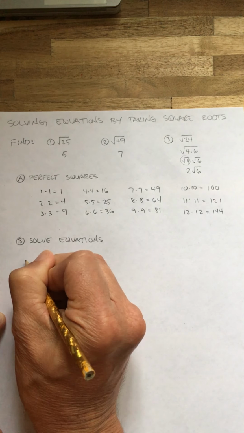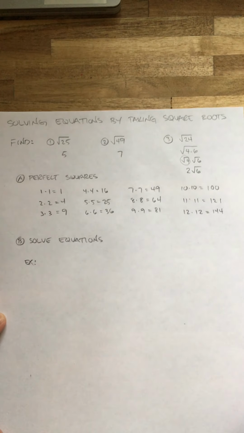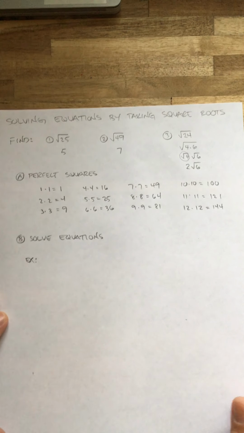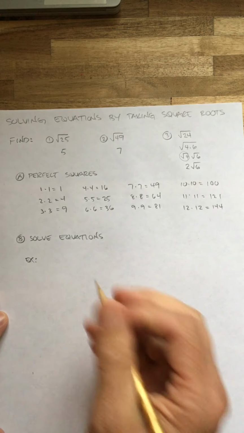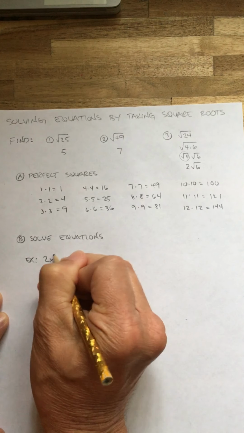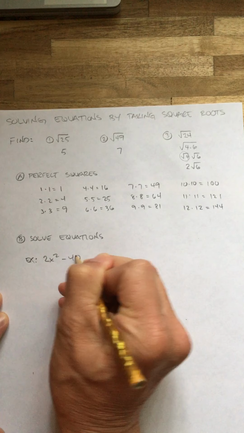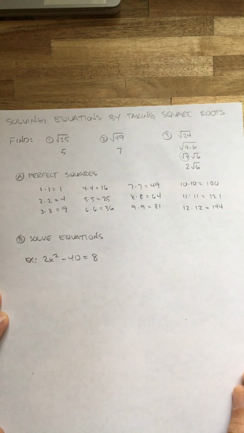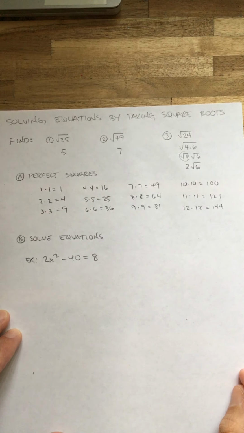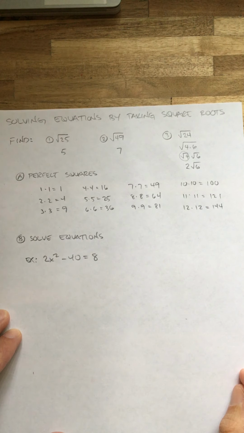All right, here's our first example. Let's do this one: 2x squared minus 40 equals 8. I think you'll like this one, okay? All right, so first thing we have to do is balance this equation.